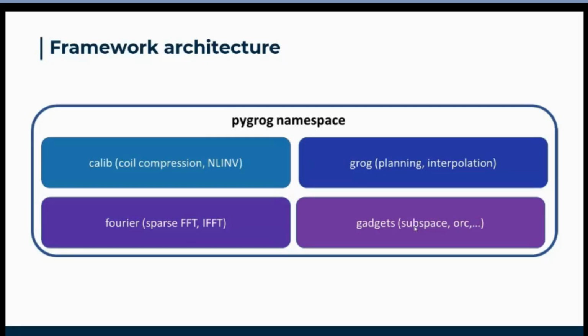And finally, we have a gadget module that contains extended signal models to approximate off-resonance effects and enable low-rank subspace projection.